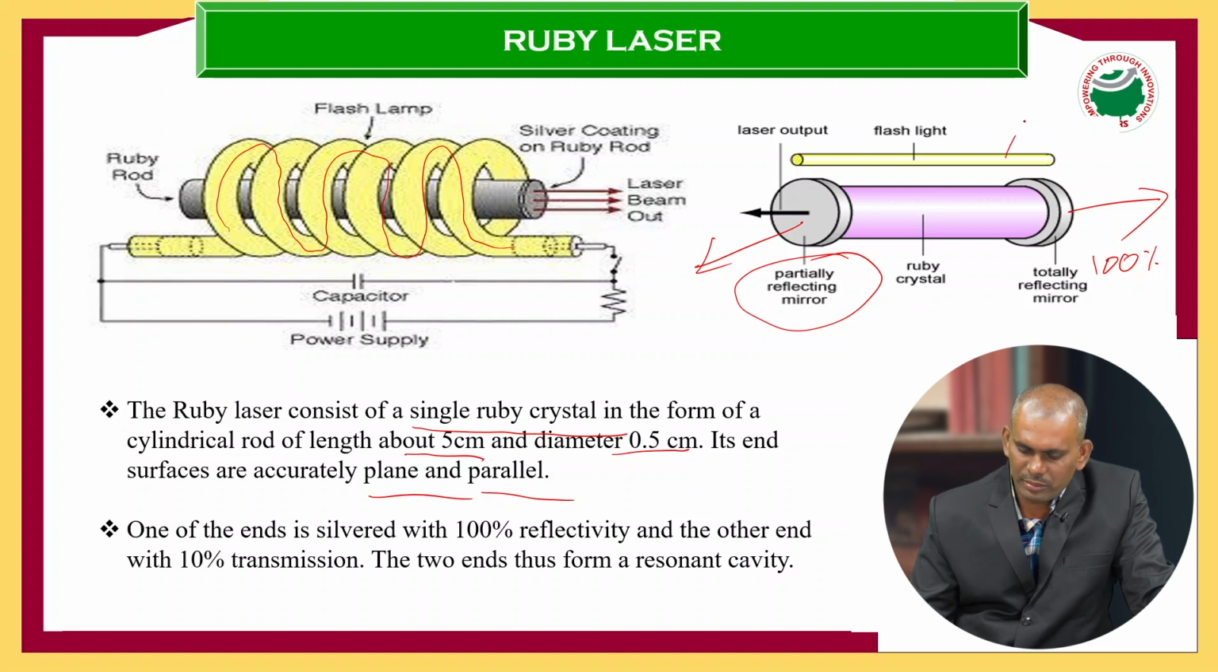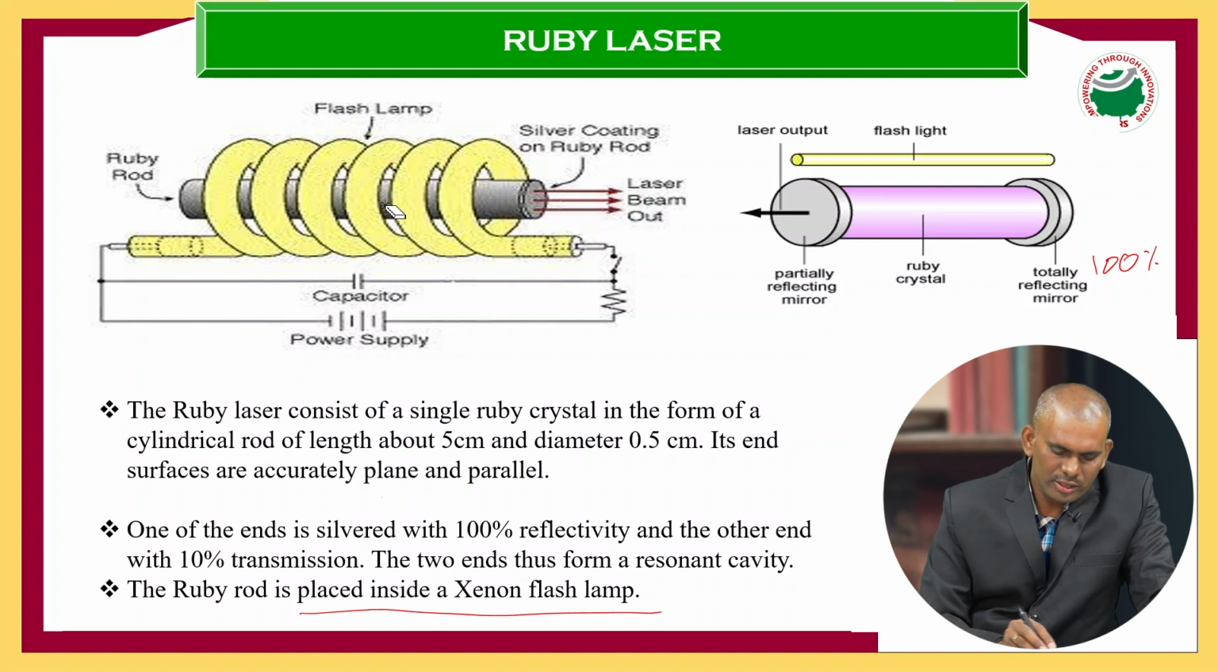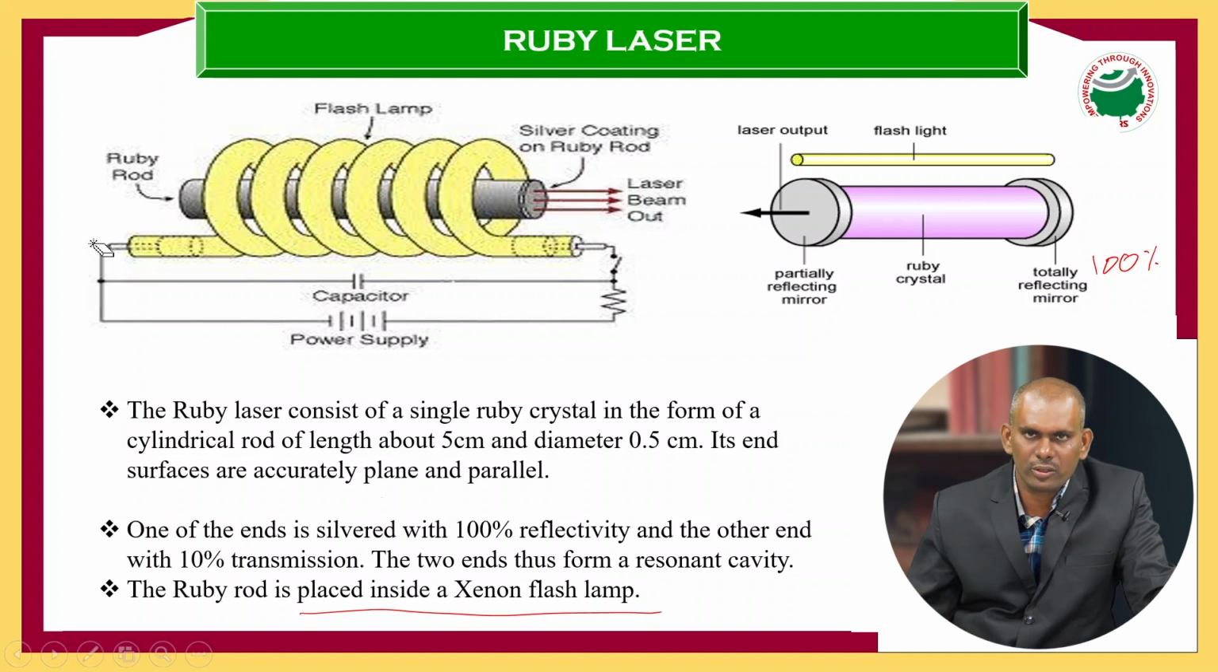And here this is the flash lamp setup. When the flash lamp is switched on, the light is incident on the ruby rod, the particles absorb that light energy and get excited to higher energy levels, some transitions take place in between energy levels, and finally photons are emitted from the partially coated mirror as output. That's why we make one end of the ruby rod 100% coated with silver and the other end partially coated with silver. The ruby rod is placed inside the xenon flash lamp as I told you. Inside the helical xenon flash lamp we are inserting the ruby rod.